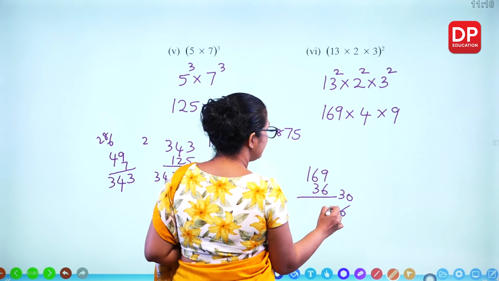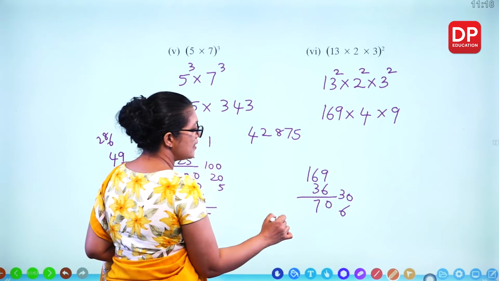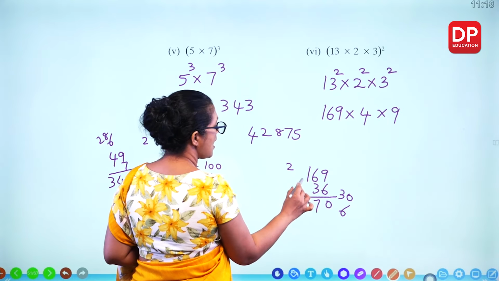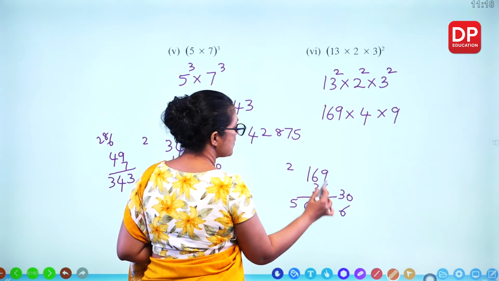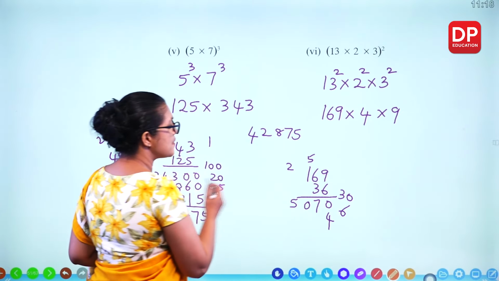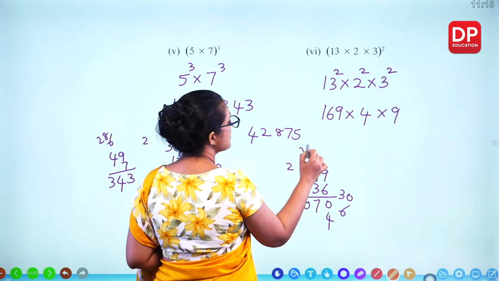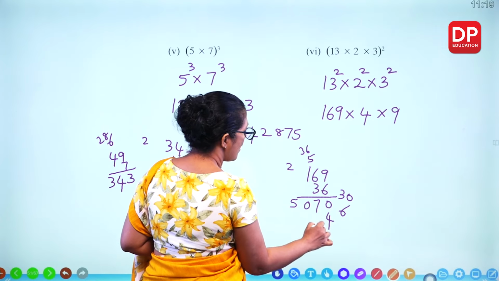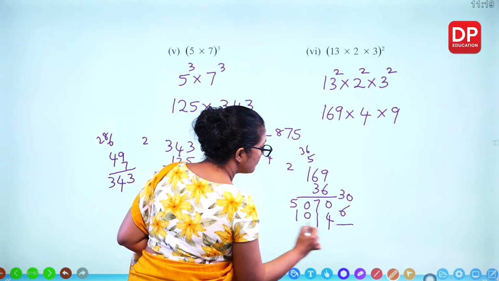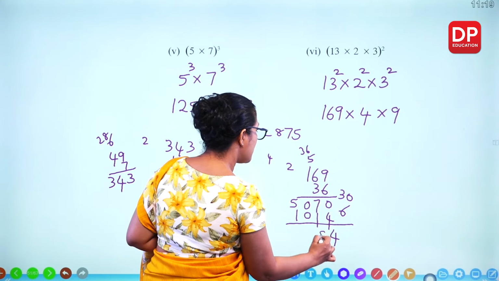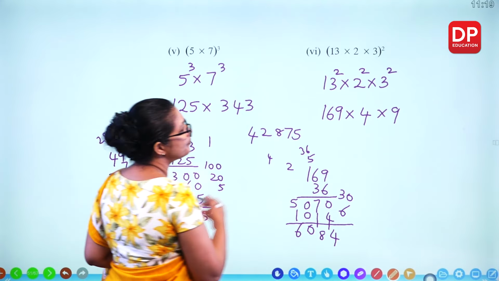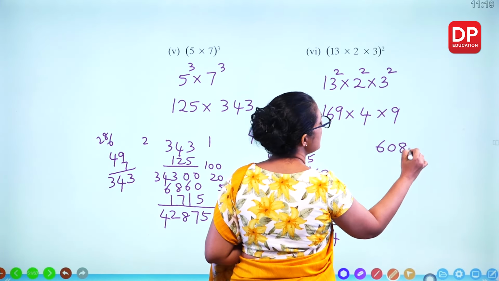3 times 9, 27. 3 times 6, 18, plus 2, 20. 3 times 1, 3, plus 2, 5. 6 times 9, 54. 6 times 6, 36. 36 plus 5, 41. And 6 times 1, 6 plus 4, 10. So when you add it together, you get 6084. The answer is 6084.